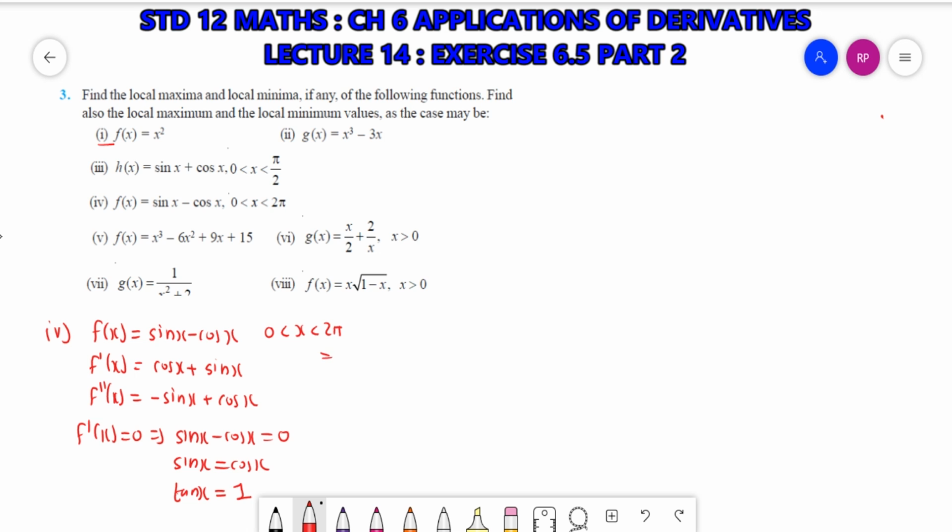So this implies that x is equal to, now see, it's from 0 to 2 pi. So it will be in the first quadrant, and in the third quadrant tan is positive. So pi by 4, and the other one is in the third, so pi plus pi by 4, that will be equal to 4 plus 1, 5 pi by 4.